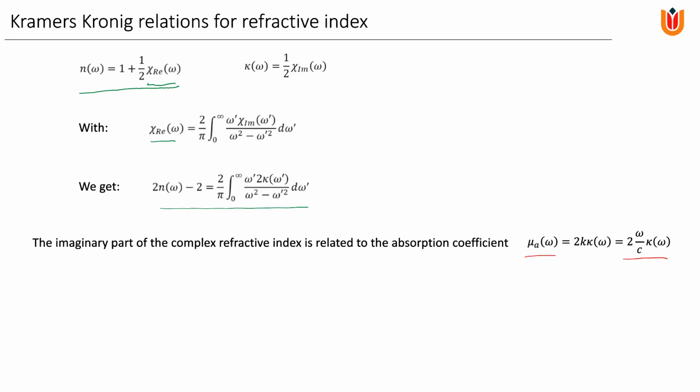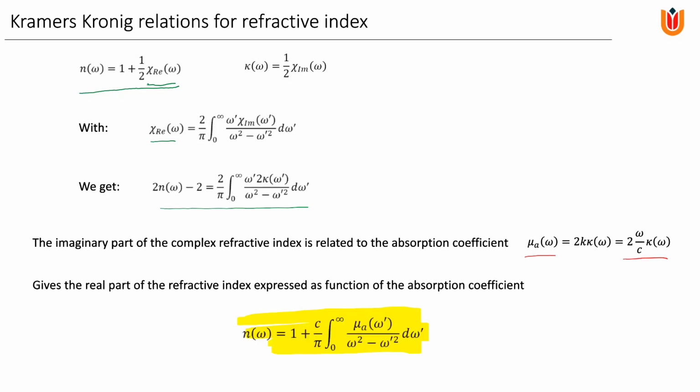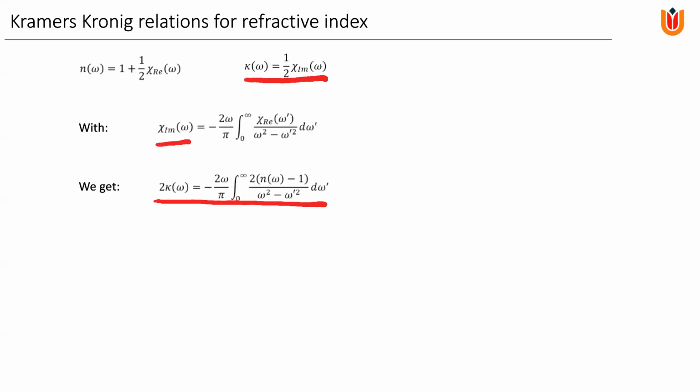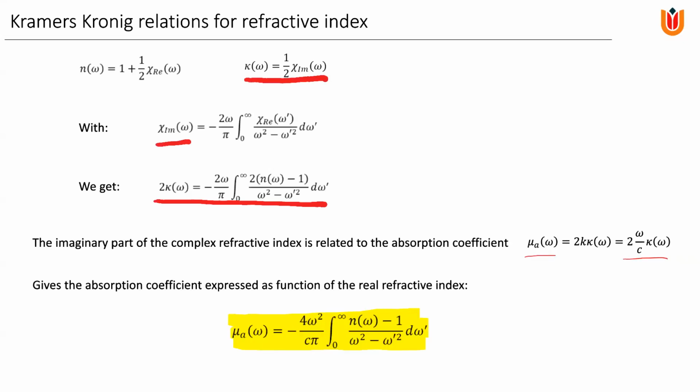So we have kappa, the imaginary part, which is related to the absorption coefficients. So we can finally group all these terms together. And finally, with this equation, there we go. The real part of the refractive index is a function of the absorption coefficient. Same thing for the imaginary part. So the absorption coefficient can be written as an integral function of the real part of the refractive index.